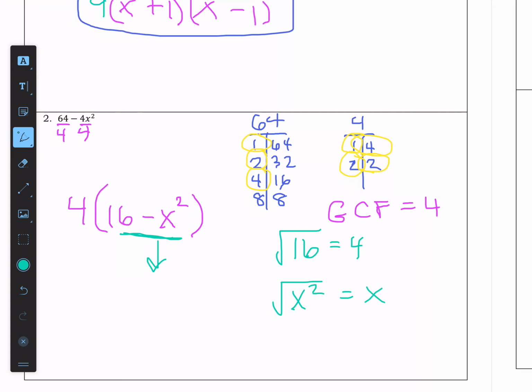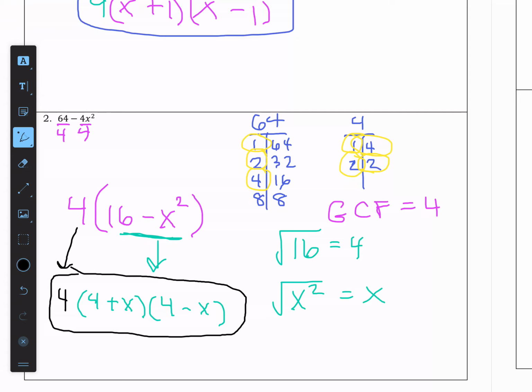Okay, so now down here we're going to do our double bubble, and we have 4 plus x, 4 minus x. Okay, the 4's went in the front because the 16 was in the front, and the x is in the back, and then the plus and minus, and then just don't forget, you need to also bring down the 4 that we had in the beginning that was originally factored out by GCF. Okay? All right.